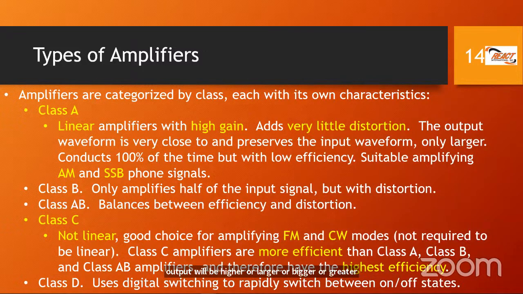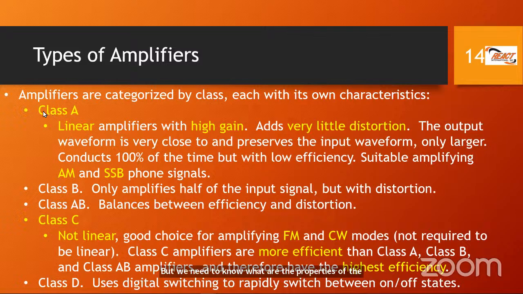But there are different types of amplifiers, and we say that they are divided into classes. And each class of amplifier will have its own characteristics, or what it does, how it does it. And you may want to, as an amateur radio operator, if you're building an amplifier, you may want to choose the type of circuitry based on the properties of the different classes. So you may select a class A, or you may say a class C, depending on what your objective is. But we need to know what are the properties of the different classes.